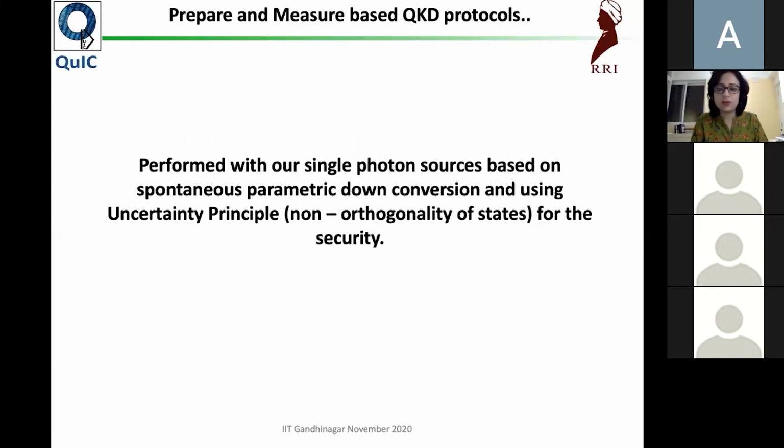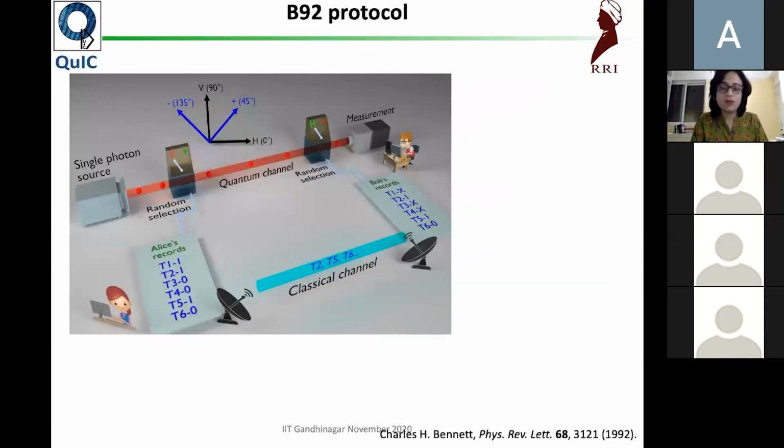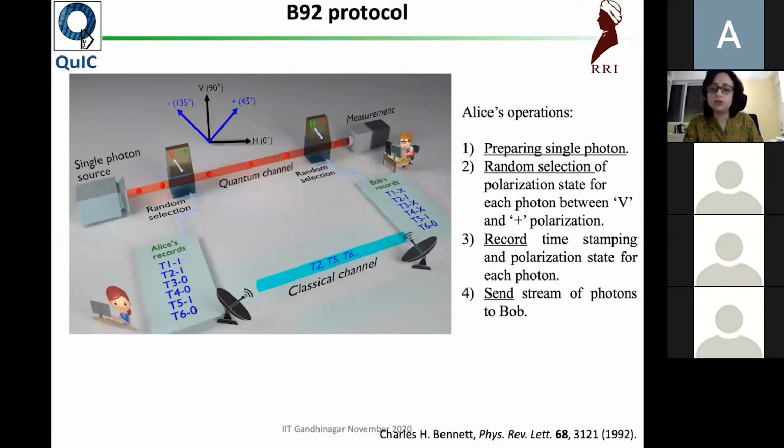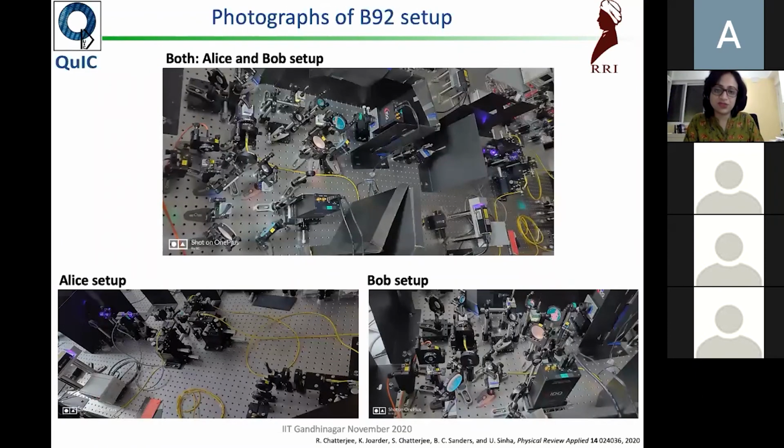So far as our experiments, we have done, of course, different types of protocols. So this is our BB84. More recently, we have done what is called the B92 protocol, which is a modification of the original one proposed in 92. And in fact, these are various pictures of the Alice and Bob setup.